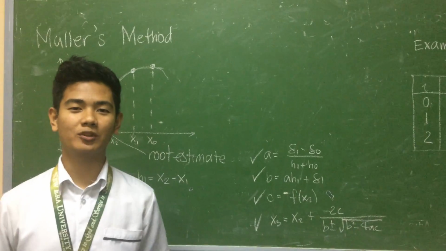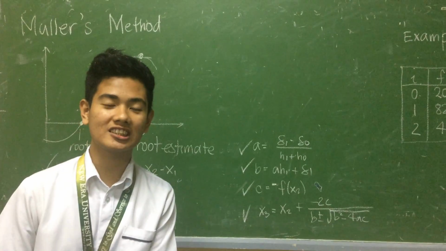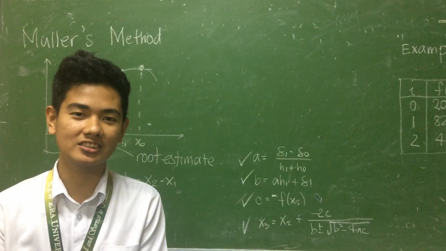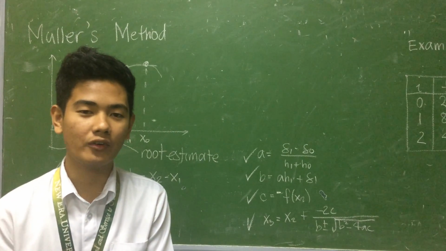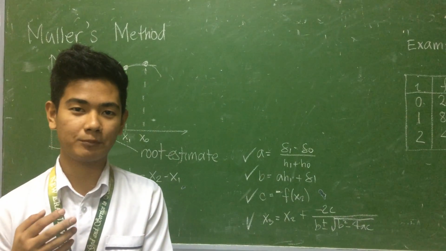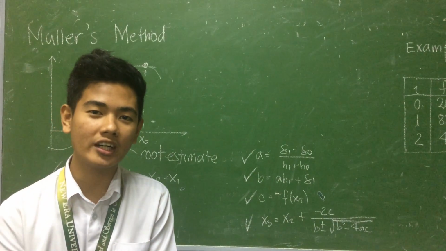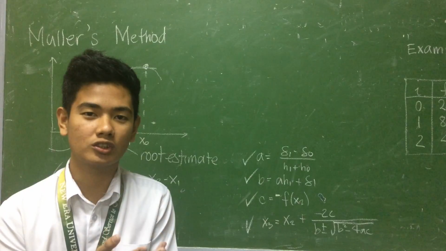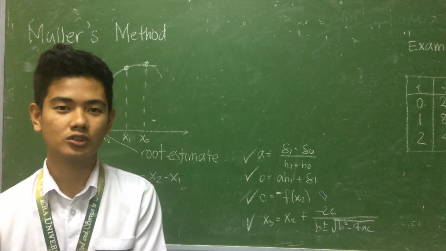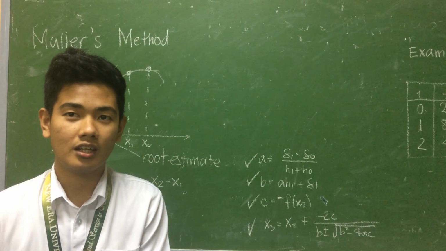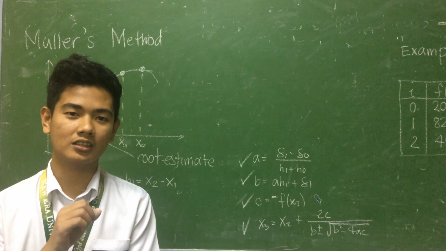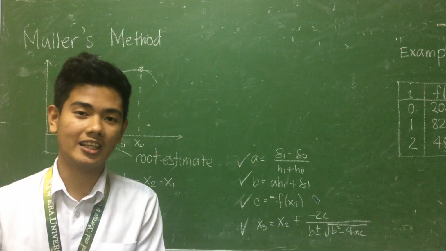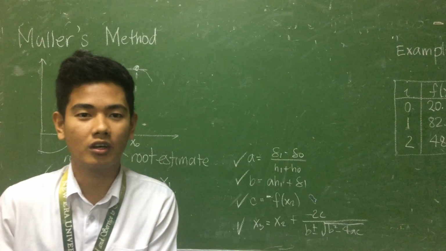Today we will discuss Muller's method. Recall that the secant method projects a straight line in approximating the root of our function. Now in Muller's method, we are projecting a parabola onto our given function to find the root of the function. So we are required to have three initial guesses that determine our parabola.